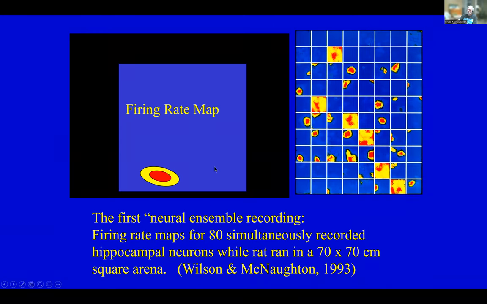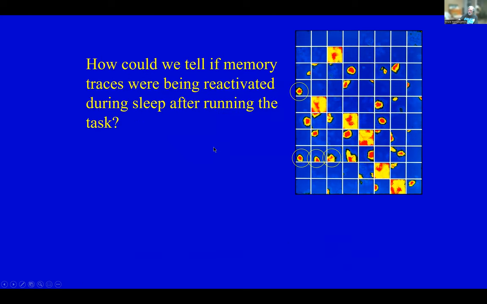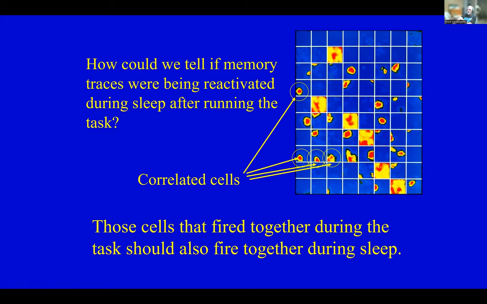And so basically, again, I don't need to explain this to you again. These are the firing rate maps for different cells simultaneously recorded. And the question is, how can we tell if a memory was being reactivated? Well, if a memory was being reactivated during the experience itself, these cells, for example, fired more or less at the same place and at the same time, right? So those cells that were correlated during the behavior would be expected to have correlated activity during sleep.